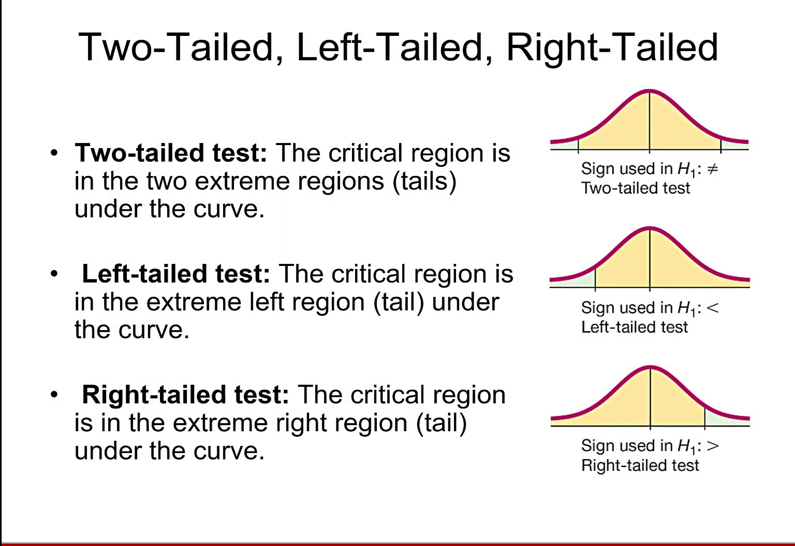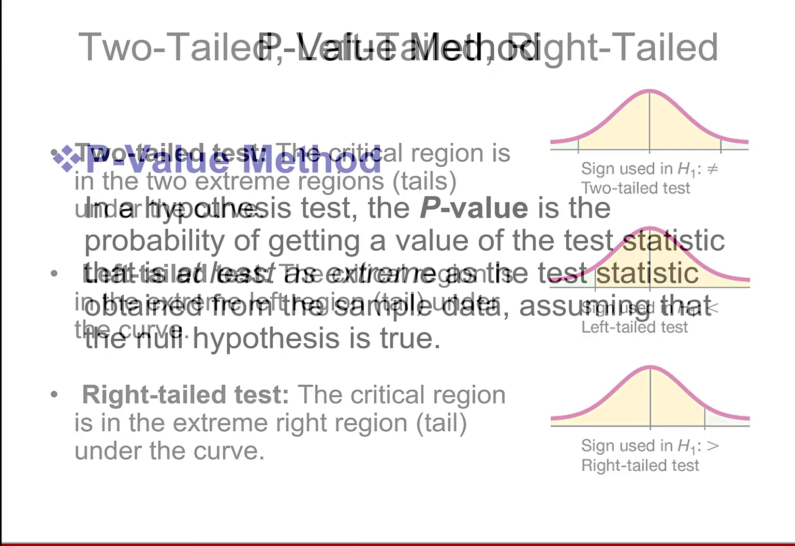We can have 3 types of alternative hypotheses. Two-tailed, where we could reject with either a very large value of the test statistic or a very small value. Left tail, where the critical region or rejection region is going to be on the left side, so we're going to reject when our test statistic is quite small. And then right tail, where the critical region is going to be in the extreme right tail, and we're going to reject the null when our test statistic is very large.